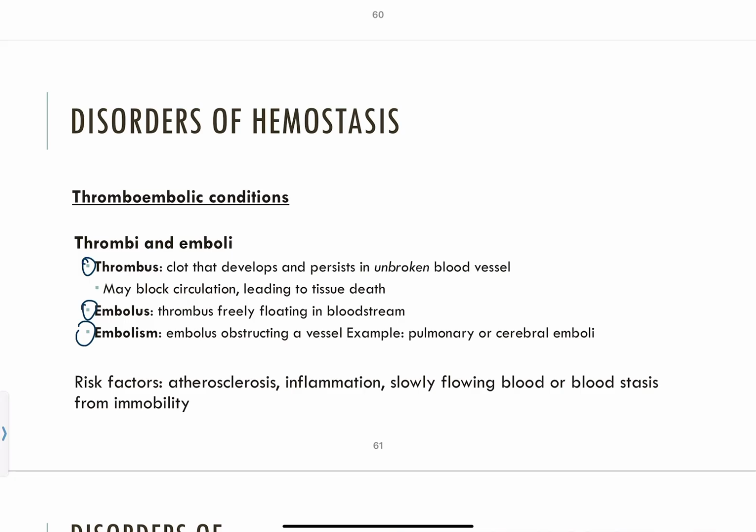An embolus is if we produce a thrombus and that thrombus breaks free and is now circulating in our bloodstream. And then an embolism is if we had that thrombus floating freely in our bloodstream and it lodges and obstructs another blood vessel somewhere else. So somewhere like your lungs, where we would have a pulmonary emboli or something like that.